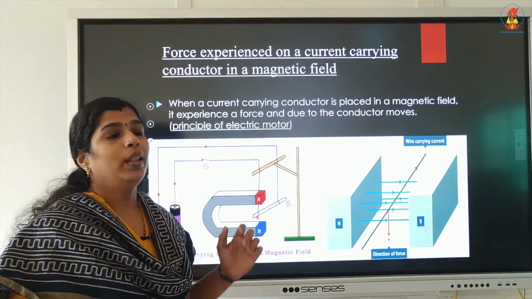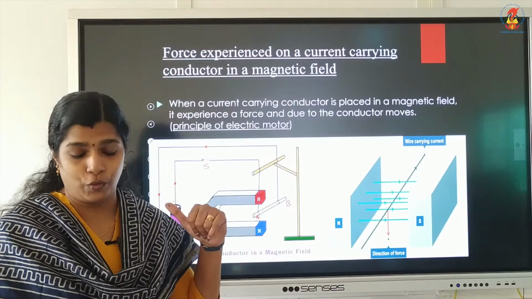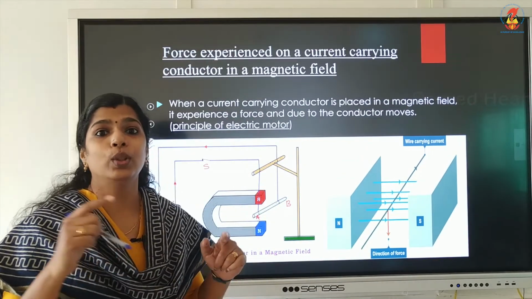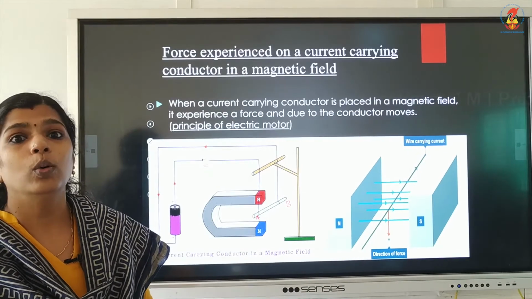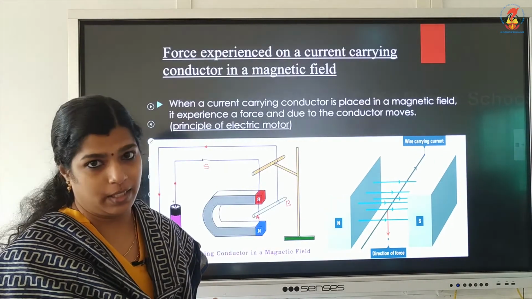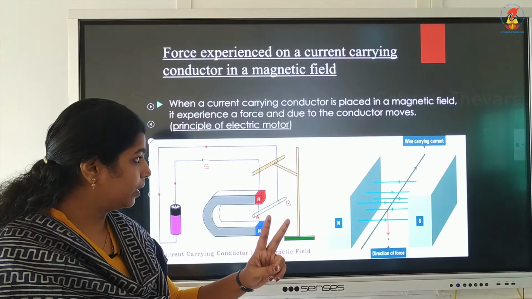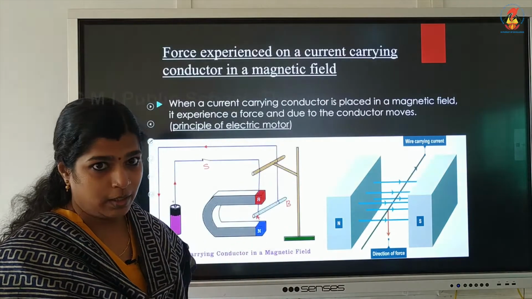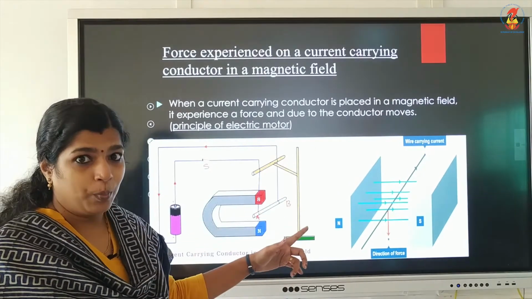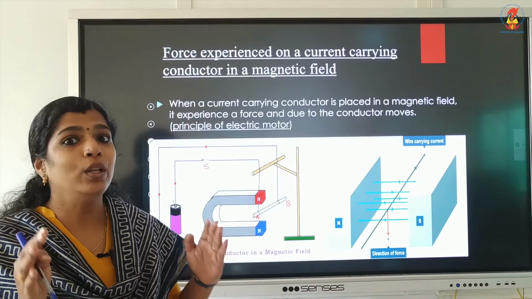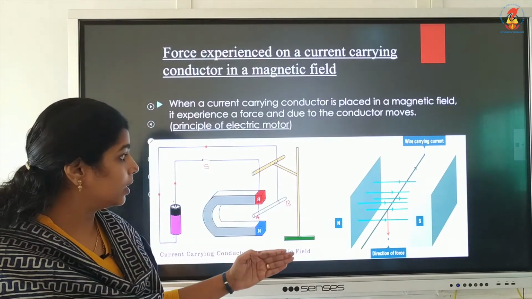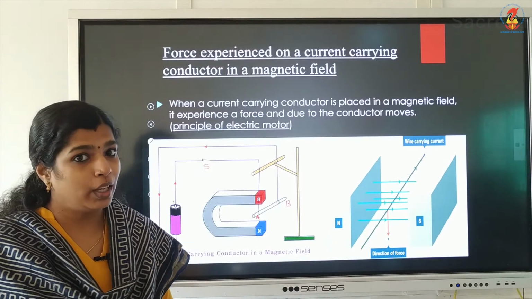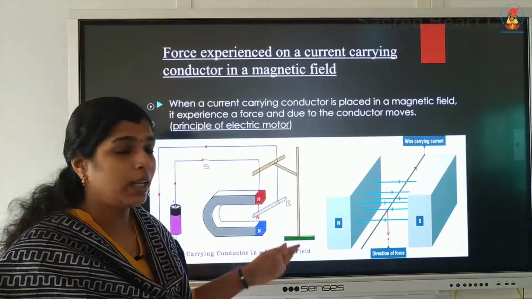So, the interaction between these two magnetic fields produces a force on this conductor AB, and due to that force, the conductor will move either to the left or to the right.